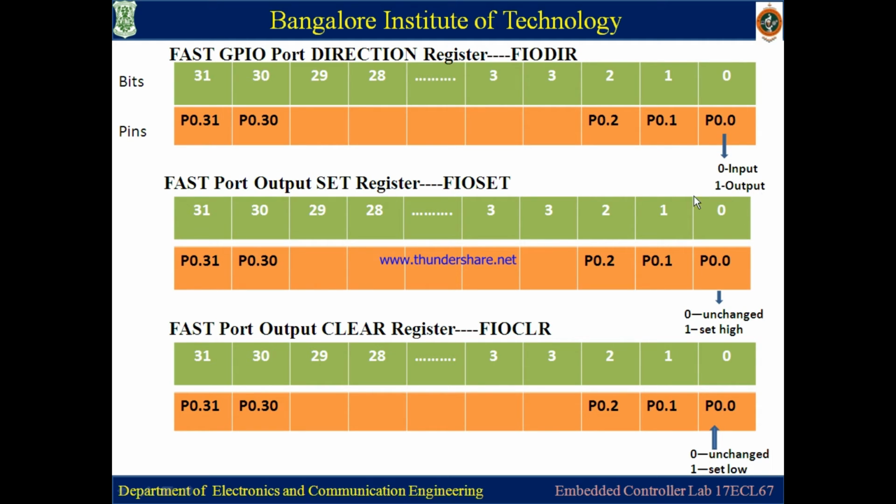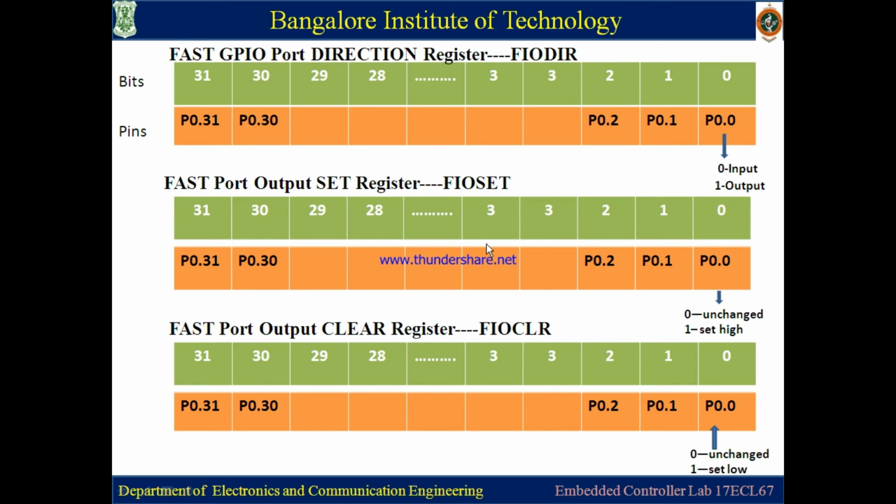If you have set this as an output, now I can send a 1 or a 0 on that output port. If I use another register, FIOSET, I am going to send a 1 on that corresponding pin. If I use the FIOCLR register, I am going to send a 0 on that pin. Setting a bit to 1 sends a 1; if it is 0, then it is unchanged. Similarly here, setting a bit to 1 sends a 0 on pin P0.0; if it is 0, then it is unchanged. So this is for configuring the output port.